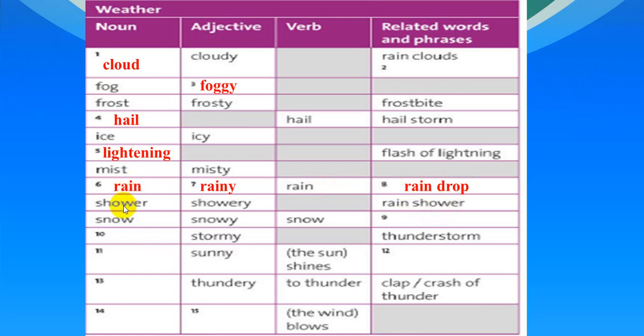Shower. Here I don't mean the bath. Shower is a lot of rain. When it's raining heavily we say shower. It's not hammam, it's not shower. Okay, so you take a shower when it rains. Shower, showery, rain shower. Of course I don't mean a rain bath, but that it rains heavily. Snow, snowy, snow. Snow can be used as a verb. It's going to snow, it snowed yesterday, it will snow tomorrow.